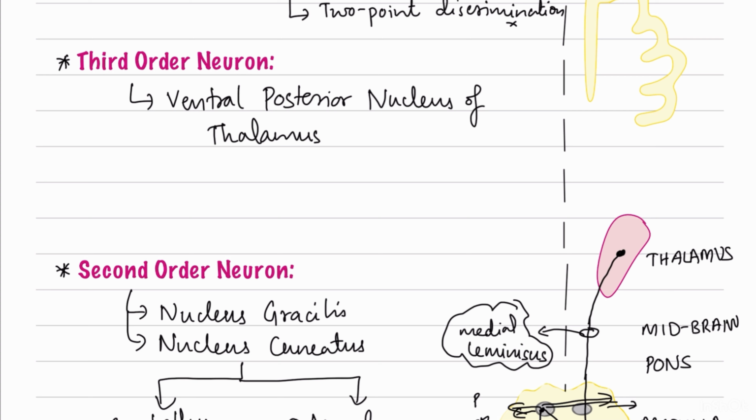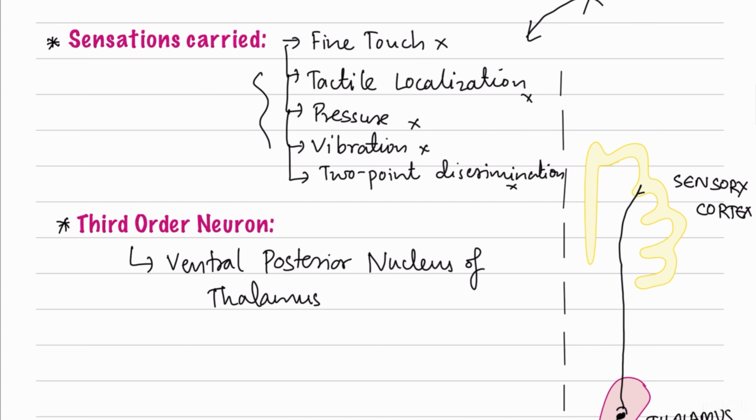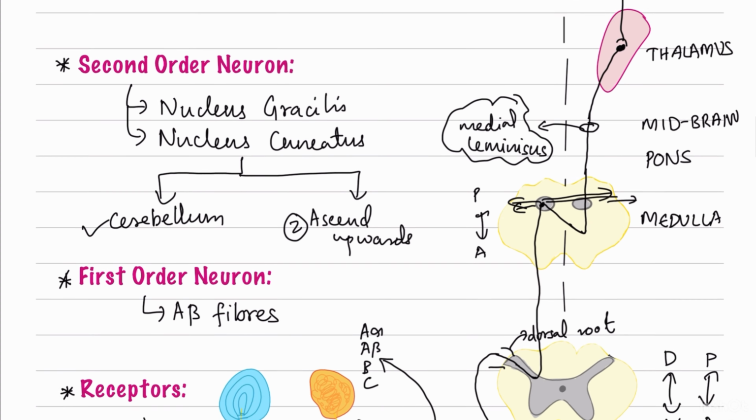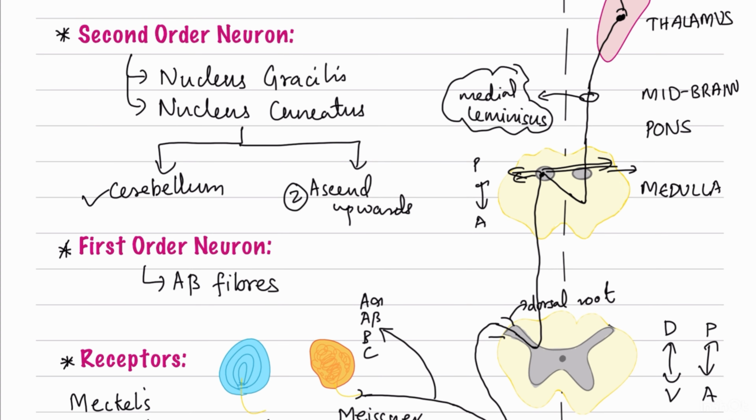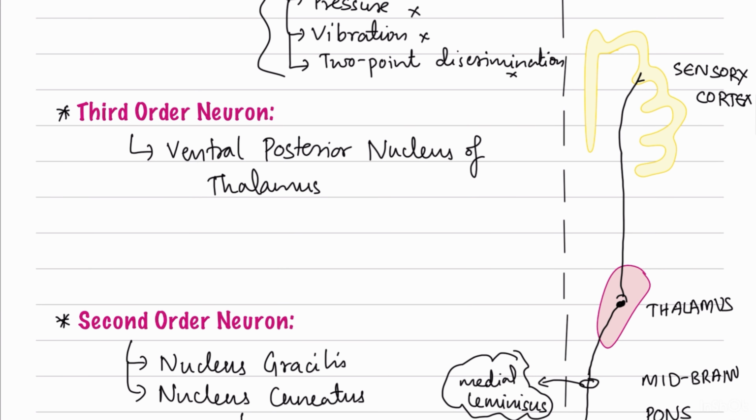So from the thalamus, the third order neuron will arise, and that will ascend without crossing any further, and they will end at the level of sensory cortex. So here we have our sensory cortex, which will finally process all the information and give us the sensations. To identify all of these sensations, you need a completely intact tract from the level of receptor up to the level of sensory cortex. If there is damage anywhere along this pathway, you will not be able to recognize the sensations which we have described so far.